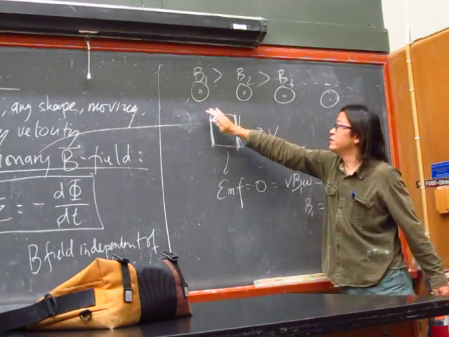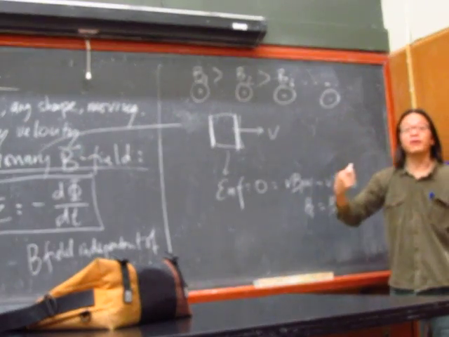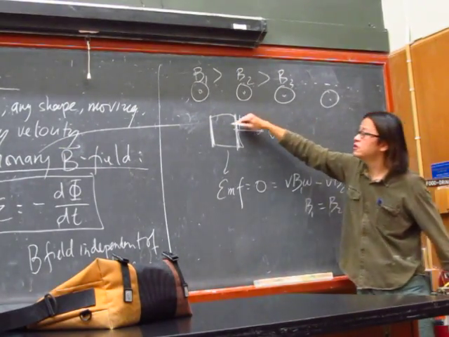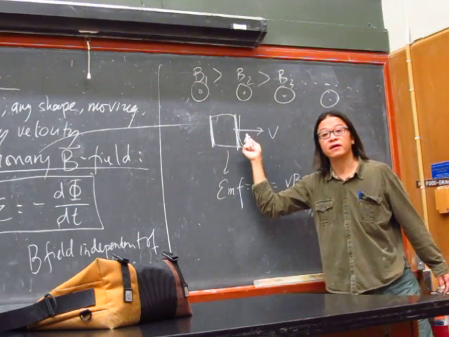Yeah, if the B field is constant everywhere, then as I move the loop, it doesn't create an EMF because the Lorentz forces on opposite sides of the loop balance one another.